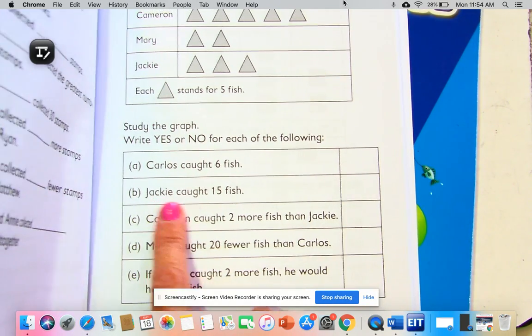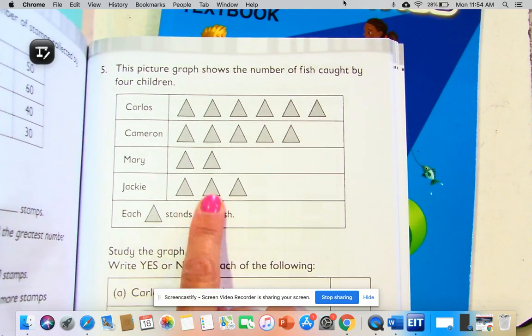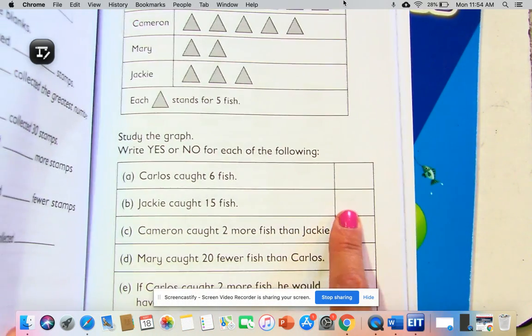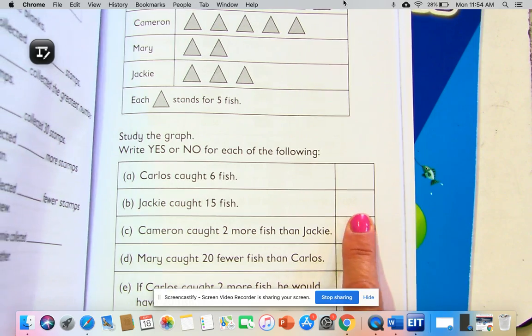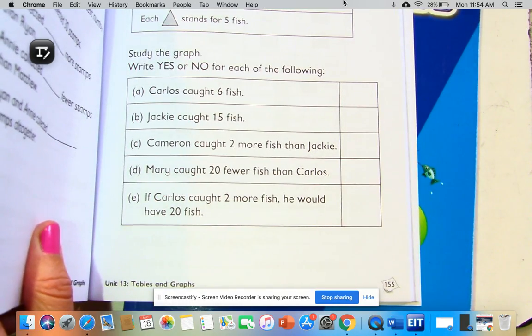What about this one? Jackie caught 15 fish. Well, let's see. Here's Jackie. 5, 10, 15. This one would be yes. So we're just going to write yes right there. All right. So that is your homework for today.